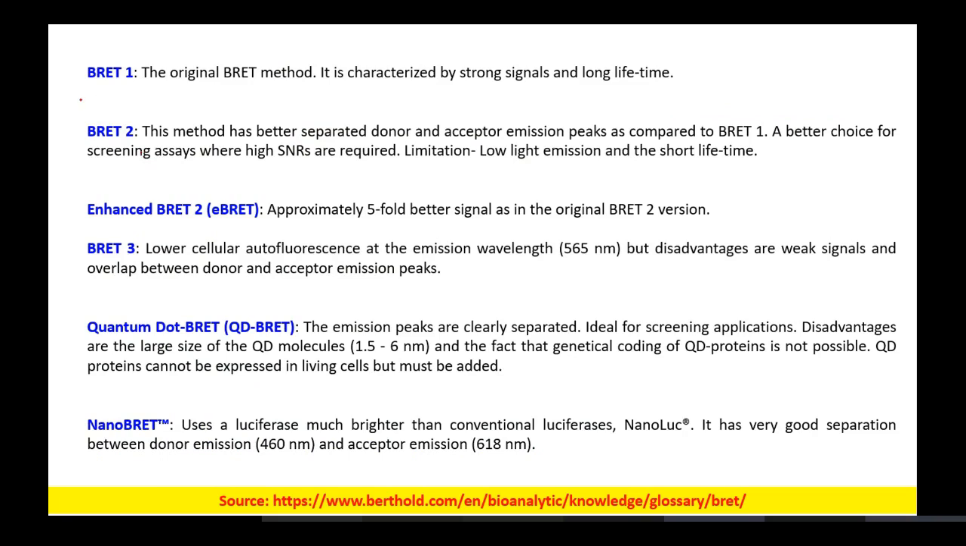Now over here I have given some basic information about the BRET analysis. BRET 1 is the original BRET method, and it is characterized by two strong signals and a long lifetime. Even though you have a very small wavelength separation, in this case you can get strong signals, and there will be a long lifetime. In the case of BRET 2, this method has better separated donor and acceptor emissions compared to BRET 1, a better choice for screening assays where high signal to noise ratios are required.